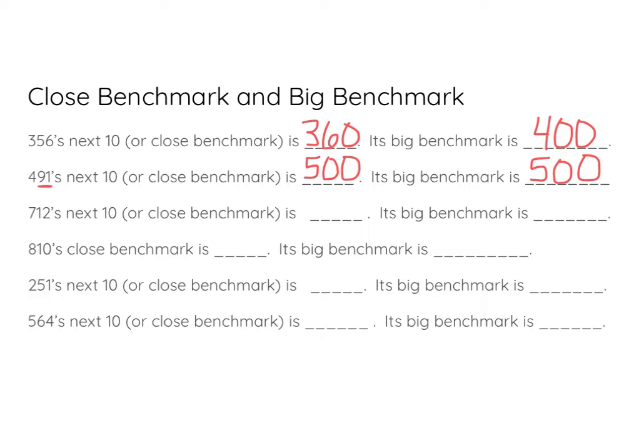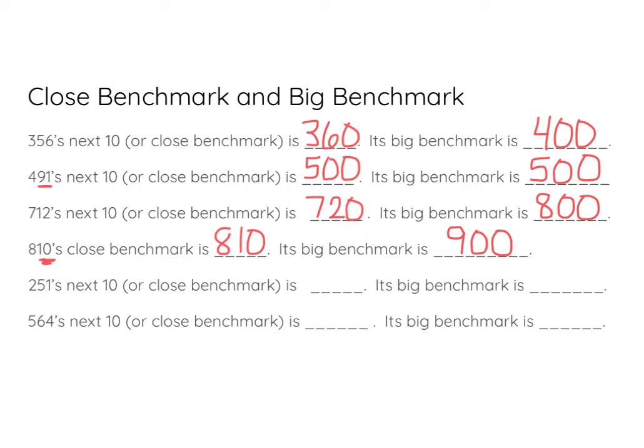712's next 10 is 720. Its big benchmark, or next 100, equals 800. 810's close benchmark is 810, because remember, it already ends in a 0. Its big benchmark is 900.